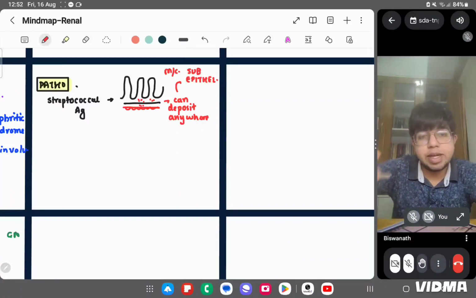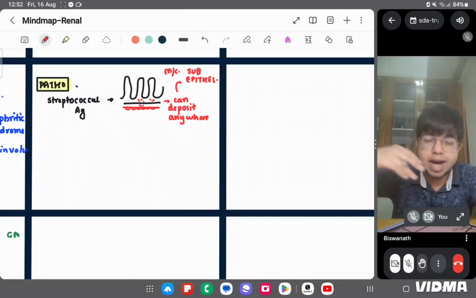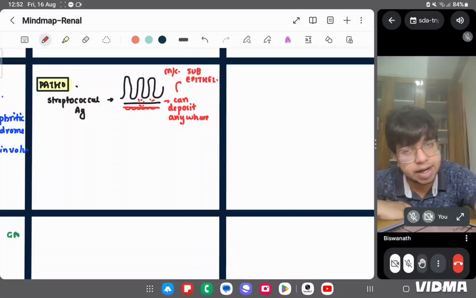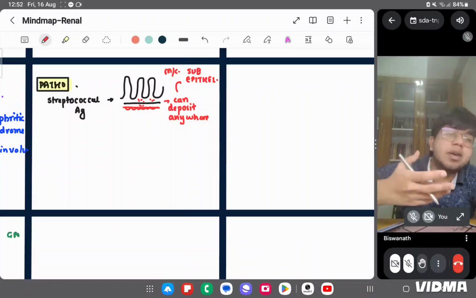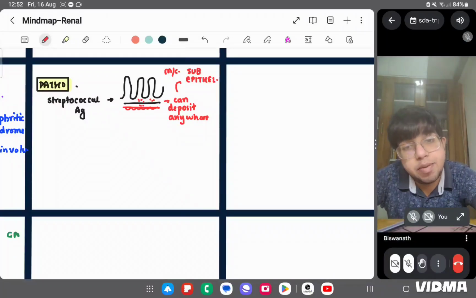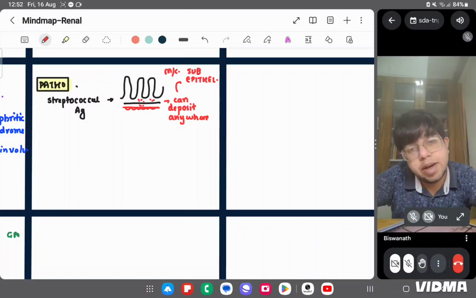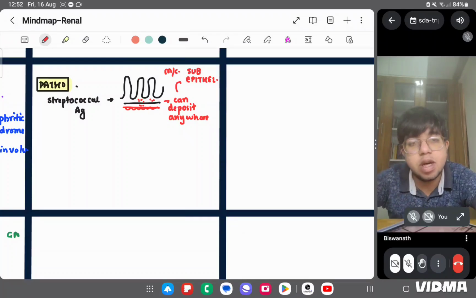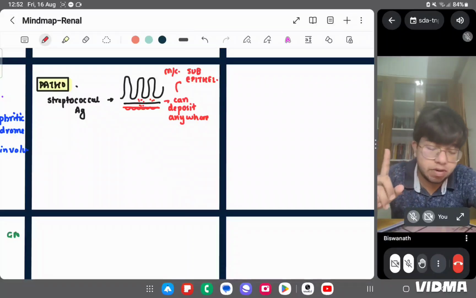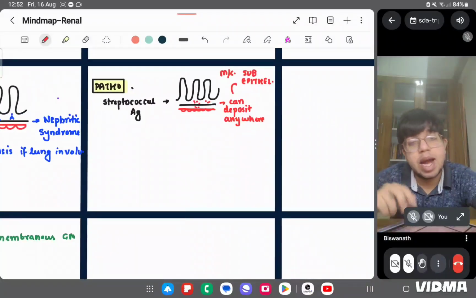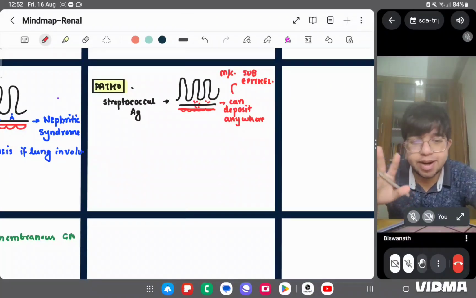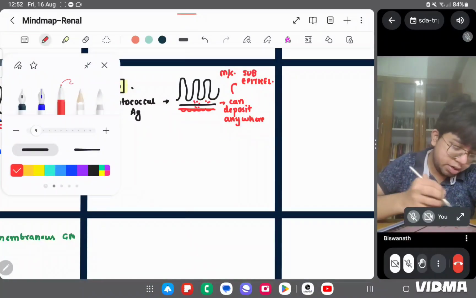But if it is deposited, then either there will be antibody production where IgGs will predominate, or there will be complement activation. There will be classical complement pathway activation, and this will cause the production of C3a or C5a, which are extremely chemotactic. C5a is extremely chemotactic, so it will bring the WBCs to the damaged glomerular membrane. There will be a nephritic syndrome associated with it, importantly, and there will be hematuria as well. These WBCs can also be seen on microscopy. Very easy and important.